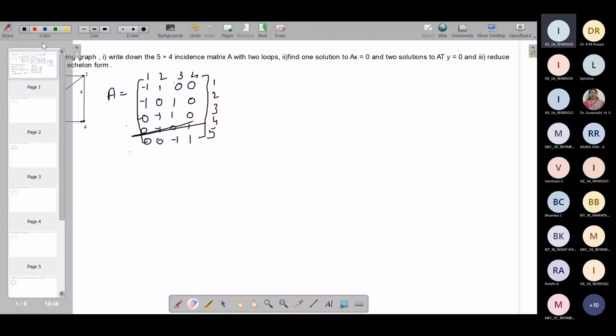Next, we'll continue with the problem. Now we have to find the solution to A transpose y is equal to 0. For this, we have to find two solutions. So A is already given. The transpose of that matrix we'll write down: -1, -1, 0, 0, 0. Again 1, 0, -1, -1, 0. Then 0, 1, 1, 0, -1. Again 0, 0, 0, 1, 1.